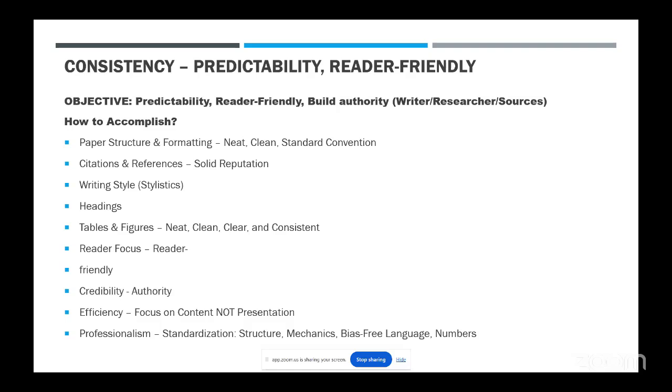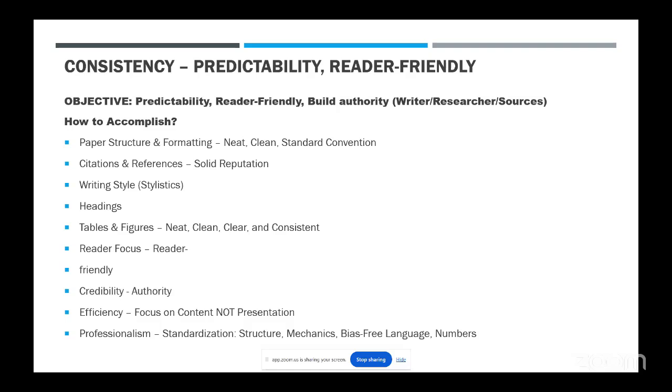So, from the writer standpoint, the researcher standpoint, the sources of where you found that particular information. Okay, and so how do we do this? Well, first of all, we look at the structure and formatting, neat, clean, and adhering to the standard convention of APA. So in this instance, 7.0, okay? The citations and references.